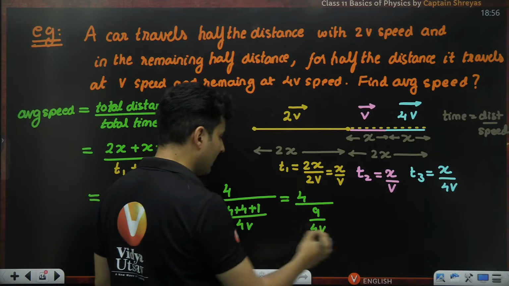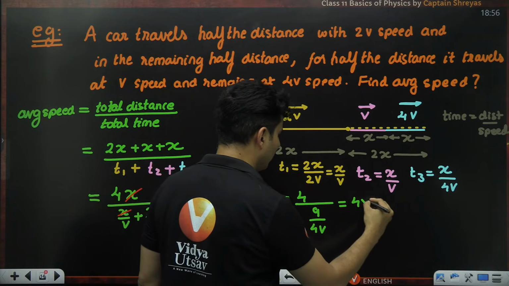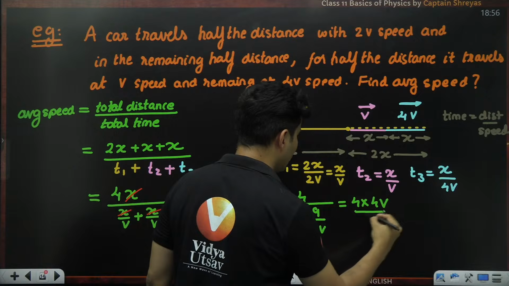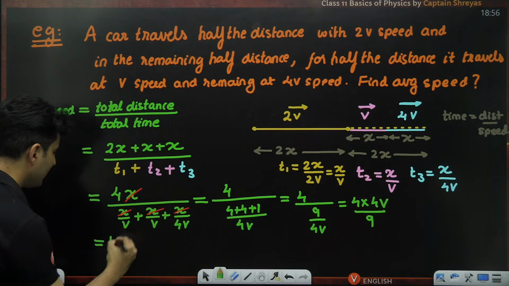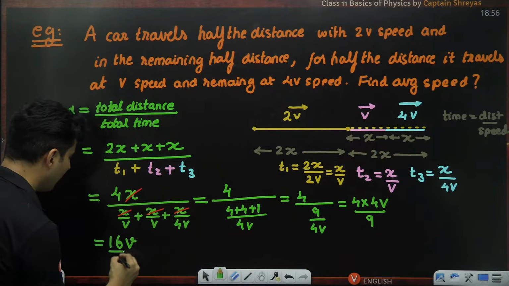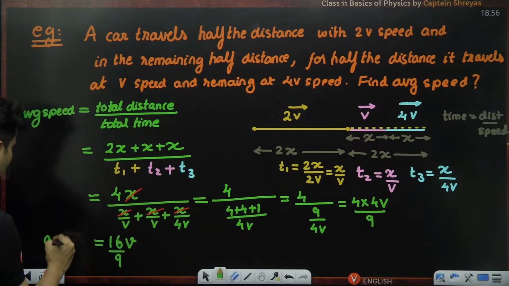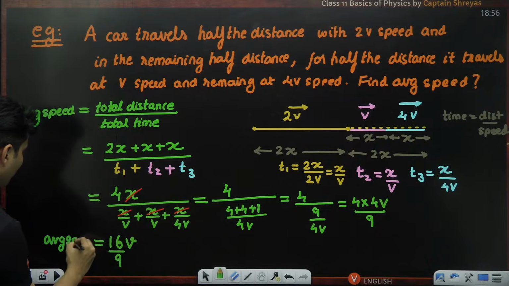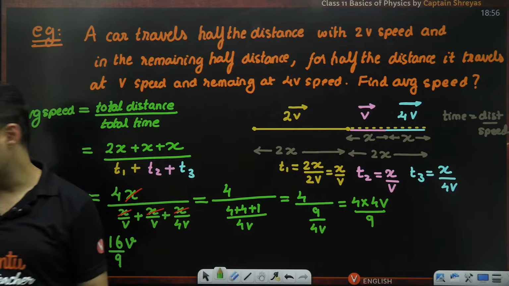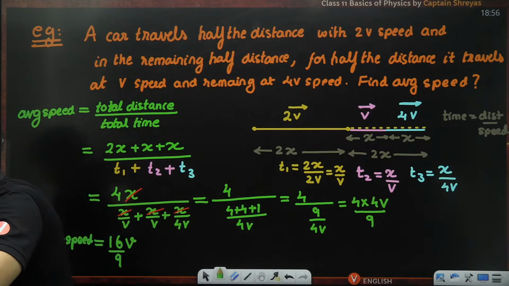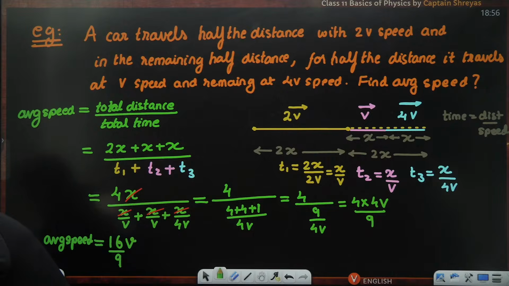But I know I can take that 4v on the top. So it will become 4 multiplied by 4v, whole thing divided by 9, which is nothing but 16 times v divided by 9. That is your average speed. 16v by 9. We got the answer. Yes, perfect. Everyone? Yes, 16v by 9. Very good, Azad. And everybody else also, I believe.